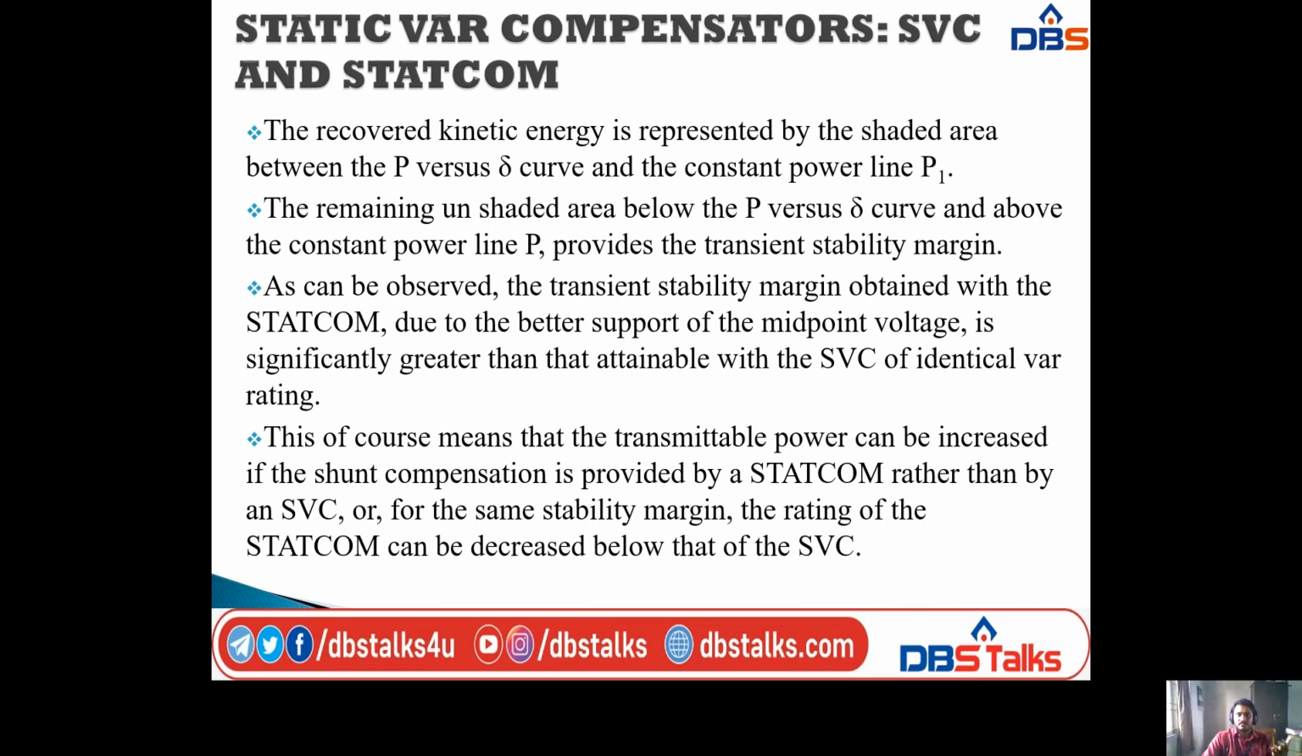So the remaining unshaded area below the P versus delta curve. Actually we shaded two areas only, but the remaining one is unshaded. That means the unshaded area below the P versus delta curve and above the constant power line P1 provides the transient stability margin. So the unshaded area gives the transient stability margin.